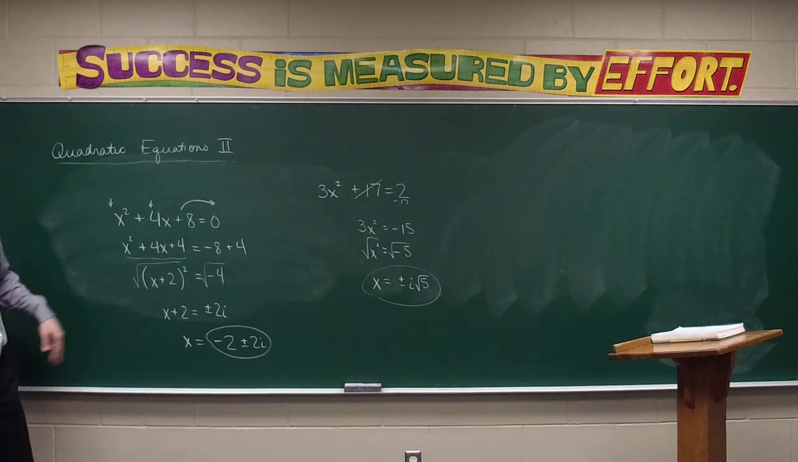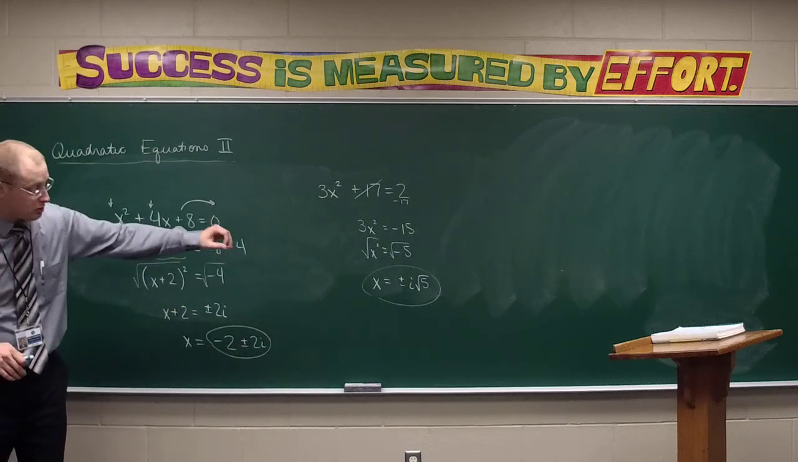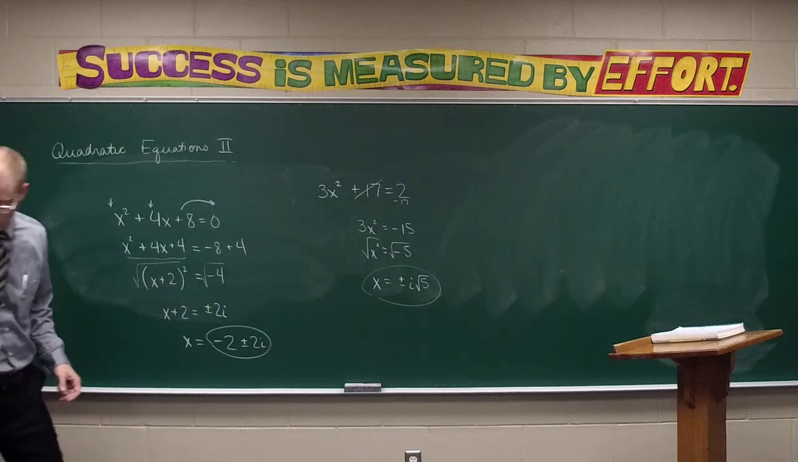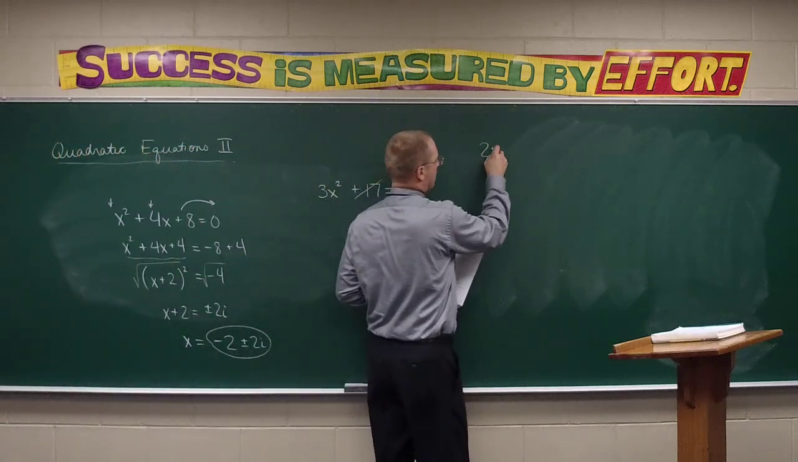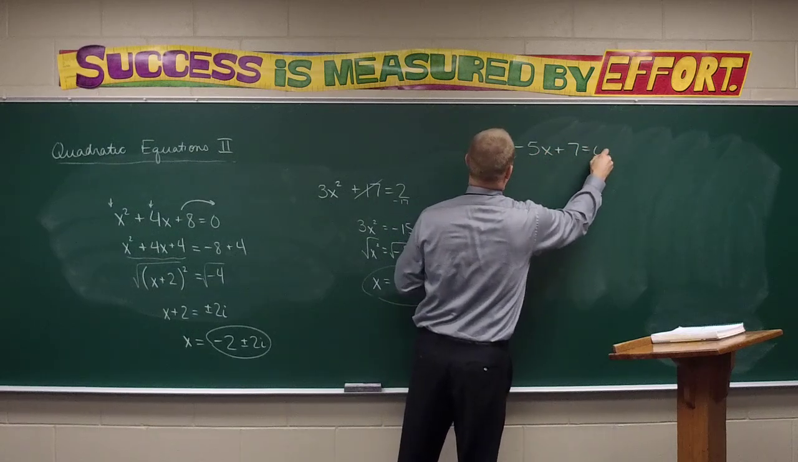Questions on this? 2 imaginary answers. 2 complex answers. Let's take a look at another one. Write this one down. 2x squared minus 5x plus 7 is equal to 0.